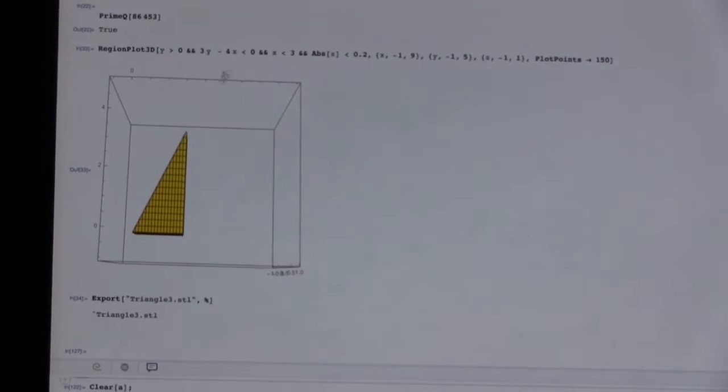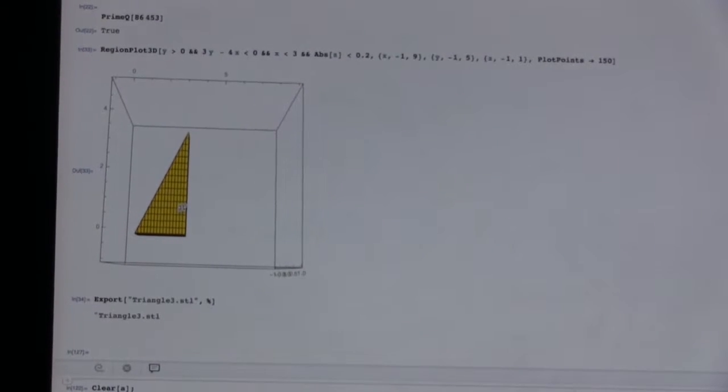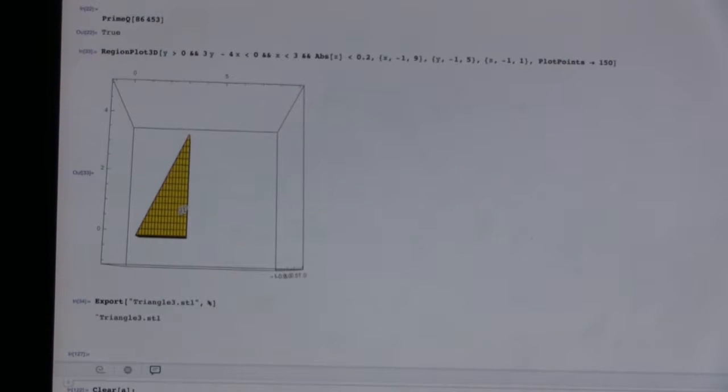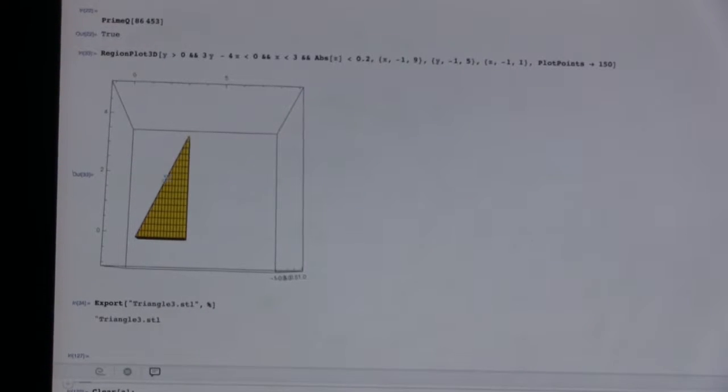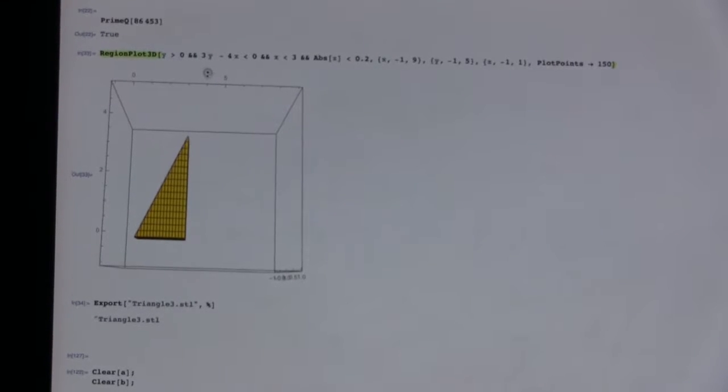Okay, so it looks like I've got my old 3, 4, 5 triangle here. So that had y greater than 0. The double ampersands mean and. So here I had the equation 3y minus 4x is less than 0. What was our equation that we needed to do for that diagonal line? 5y minus 12x.